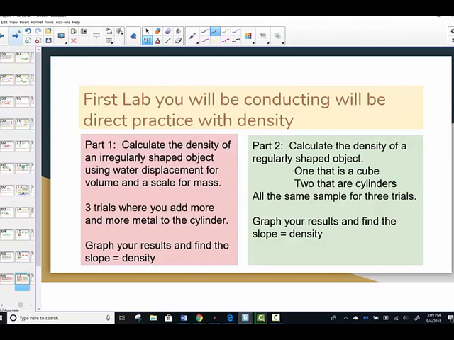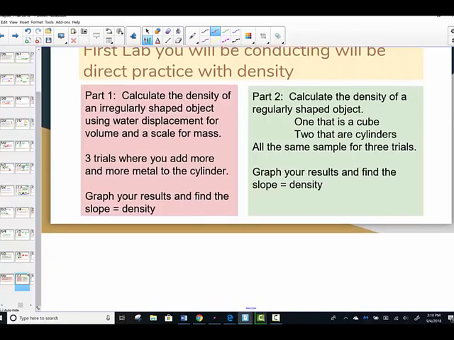So just to highlight, your lab that's upcoming, your very first experience, will have 2 lab components. Part 1, finding the density of an irregularly shaped object using water displacement. And part 2 is finding the density based on a regularly shaped object. When I said water displacement, you're going to use a graduated cylinder to find the volume of water displaced when I place an irregularly shaped object inside of the cylinder. And you'll use an electronic scale to measure the mass.